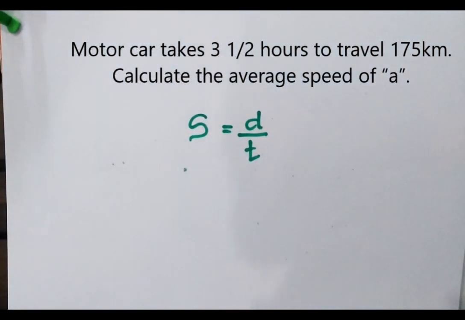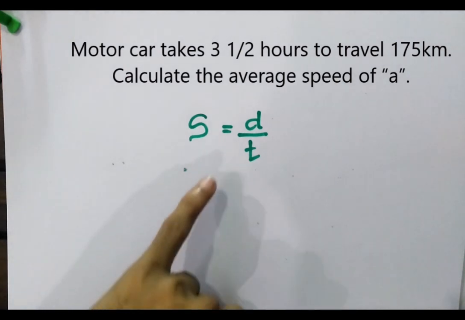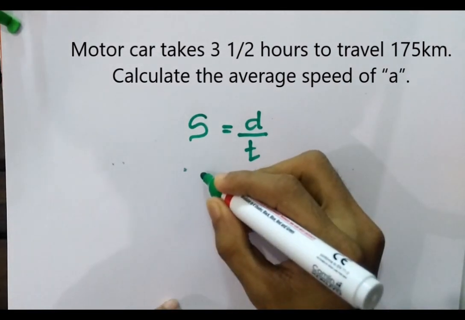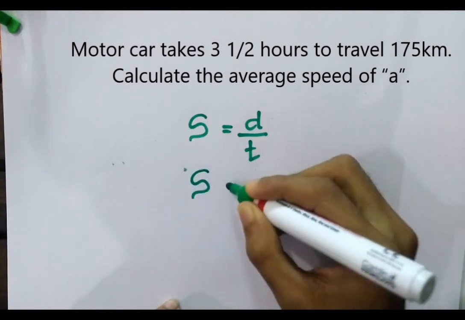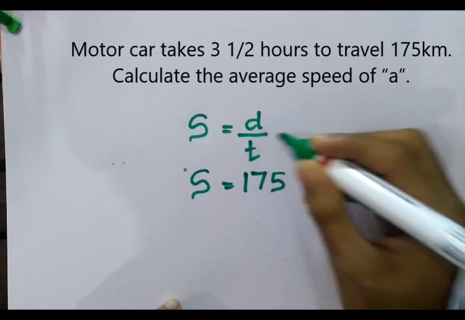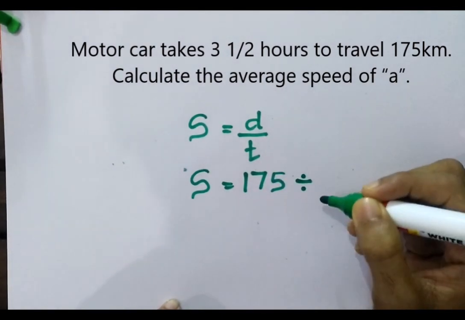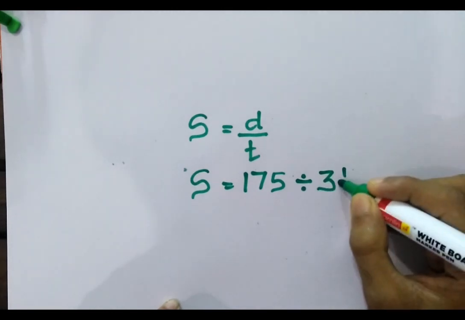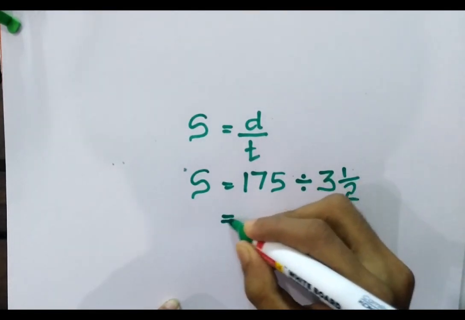So the question is, a motor car takes 3.5 hours to travel 175 kilometers. Now we have to calculate the average speed. To calculate the speed, we can use this formula, S equals d over t. So S is speed, equals distance. They have given that as 175 kilometers, and instead of this division, I am taking this. And the time they have given as 3.5. Finally, write that down.